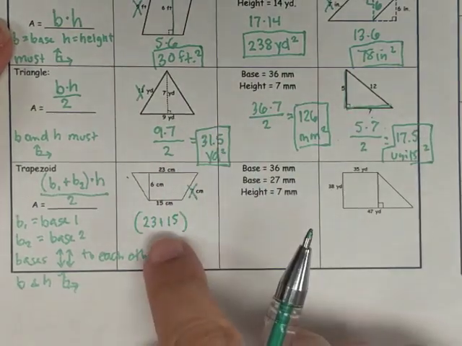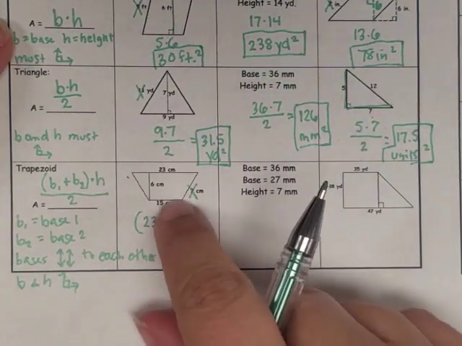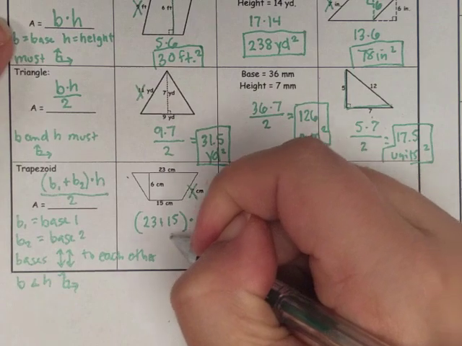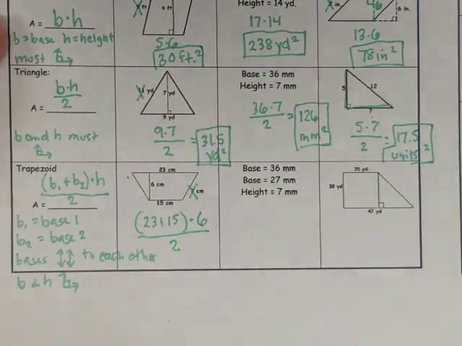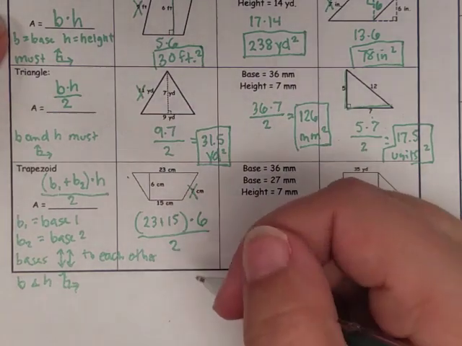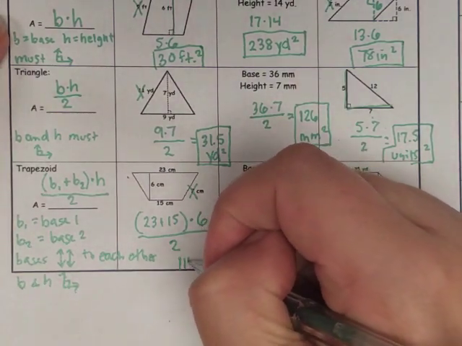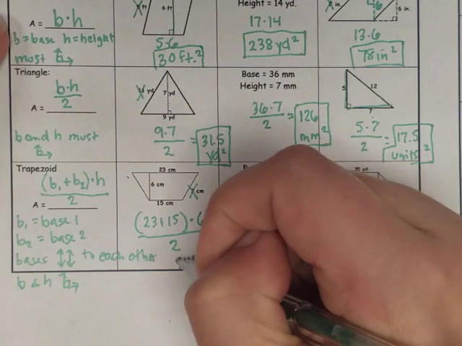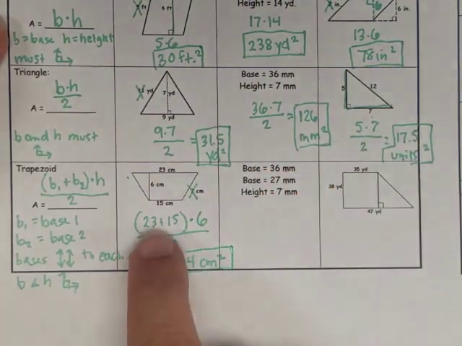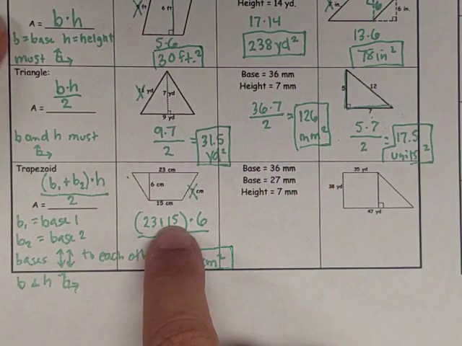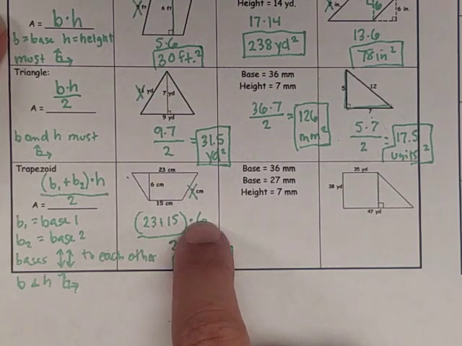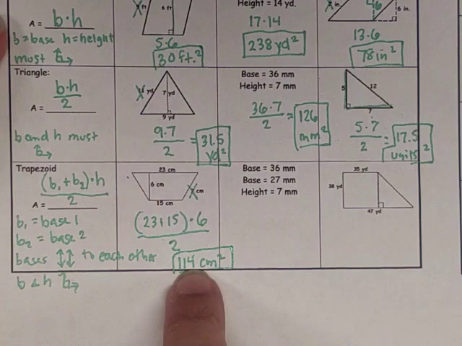Thank you. So 23 plus 15 is my base 1 plus my base 2 times my height of 6. All of that divided by 2. Once I type that into my calculator, I get 114 centimeters squared. Because you have to add 23 plus 15 and you get 38. 38 times 6 and you get 228, and then 228 divided by 2 and I get 114.